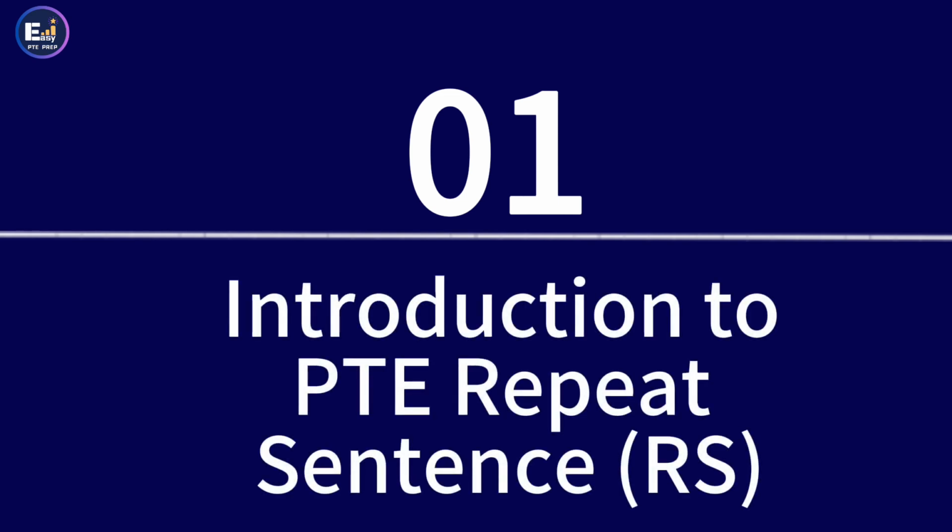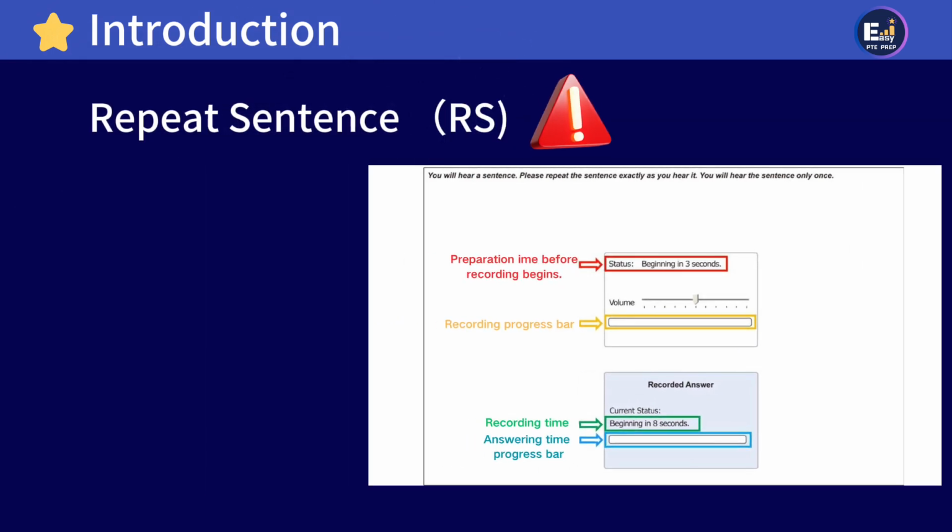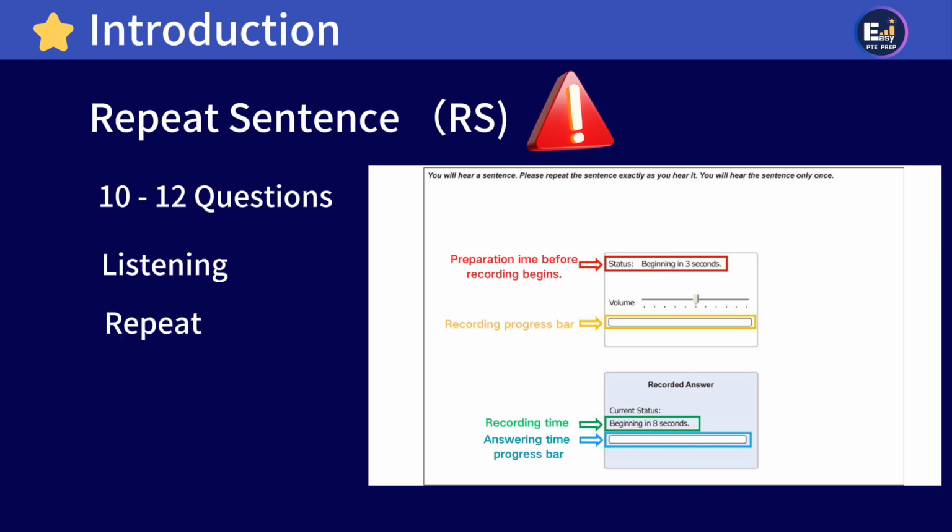First, Introduction to PTE Repeat Sentence. PTE Repeat Sentence, RS for short, is one of the most important question types in the speaking section of the PTE test. There are usually around 10 to 12 questions. First, you will hear one English sentence, and then you need to repeat it as accurately as possible after listening.